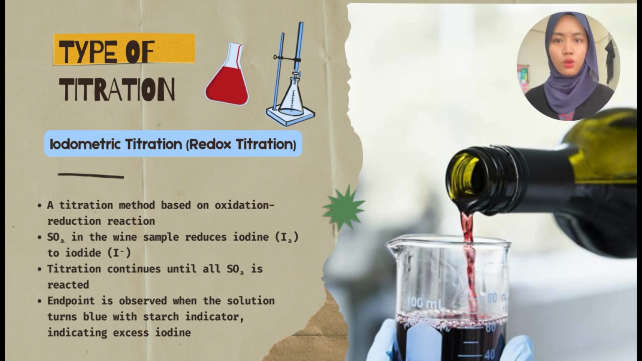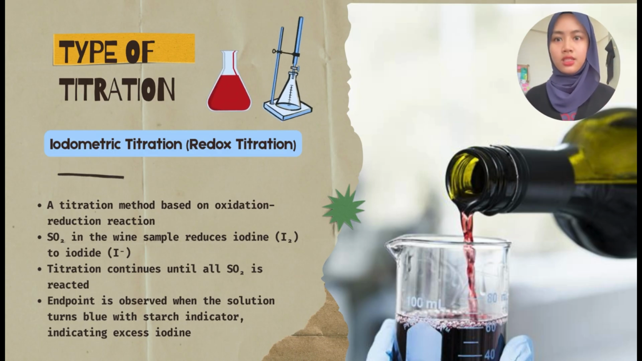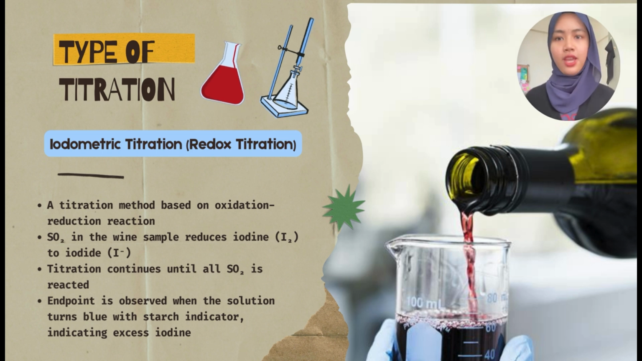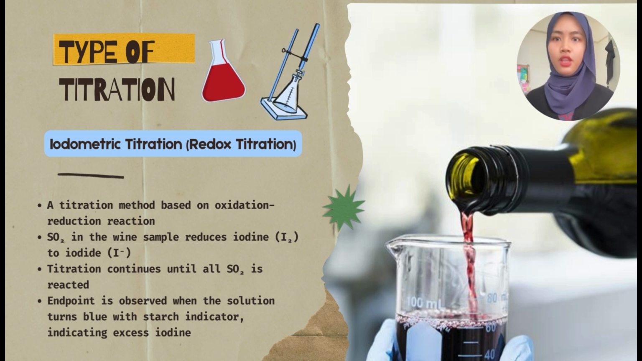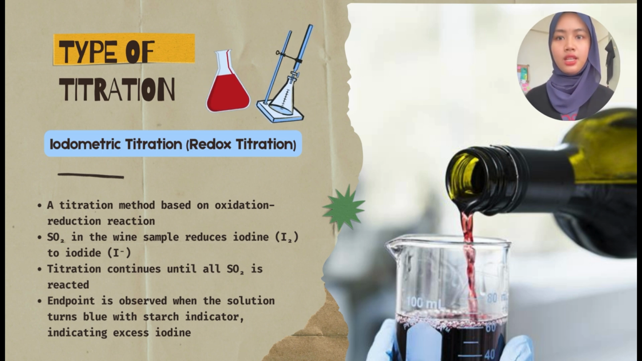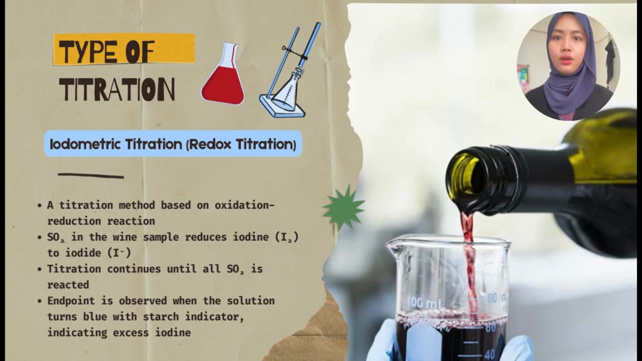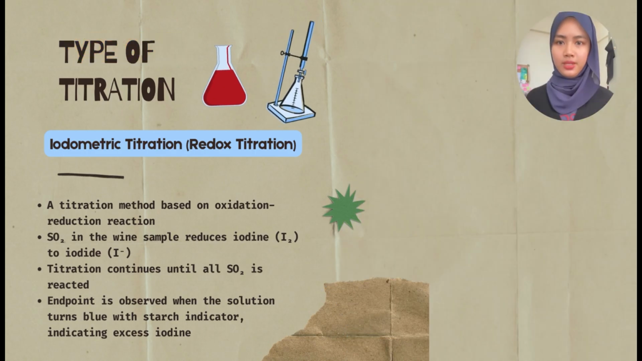If the SO2 is too low, the wine can spoil, lose its color, taste, or aroma. If the SO2 is too high, it can affect the safety of the wine. This method also has a clear visual sign, that blue color at the endpoint, making it easy to carry out even for people who are not experts.